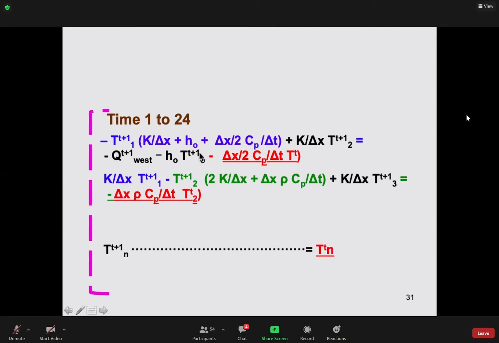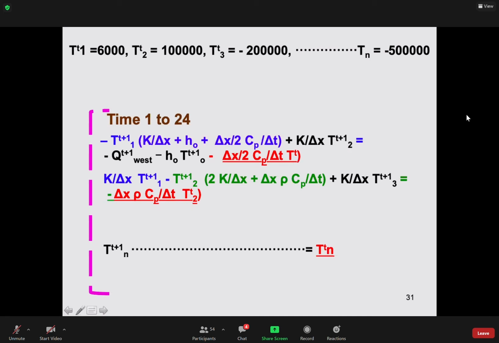Therefore, you were able to calculate based on the information that you have. But now you have to have some initial value. You have to have a number in order to solve the problem. This way, you can assume any number. You can assume T1 is 6,000, T2 is 100,000, T3 minus 20,000, and so on.